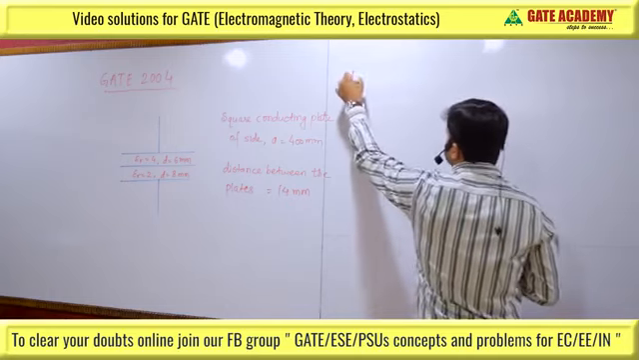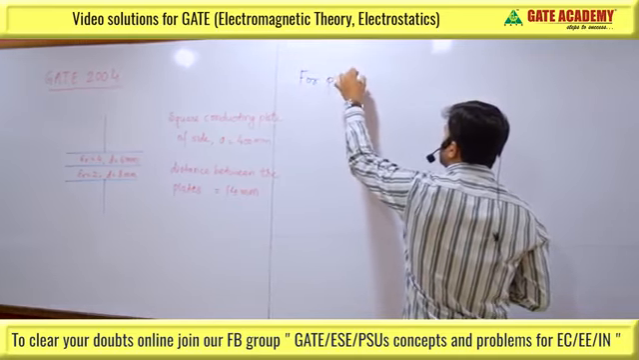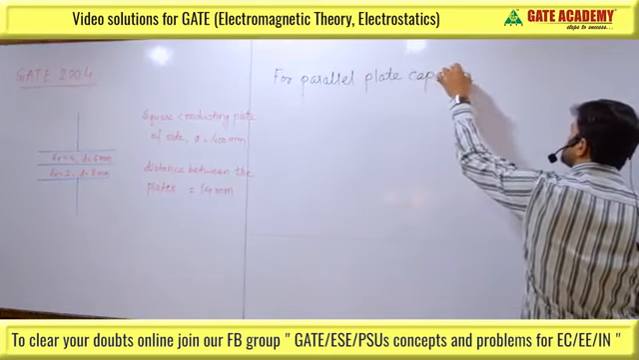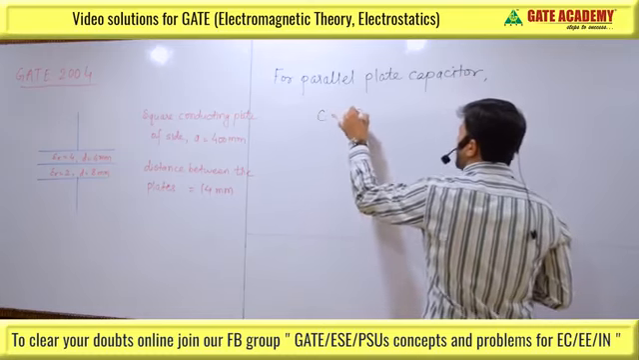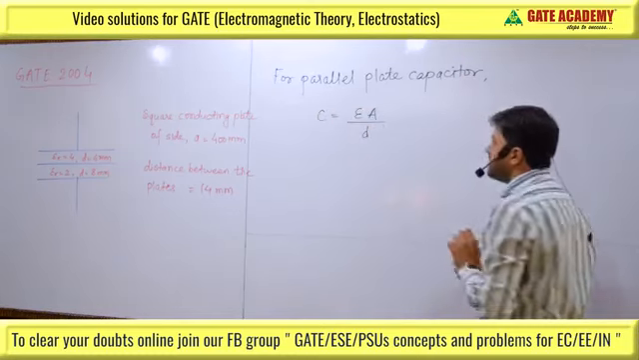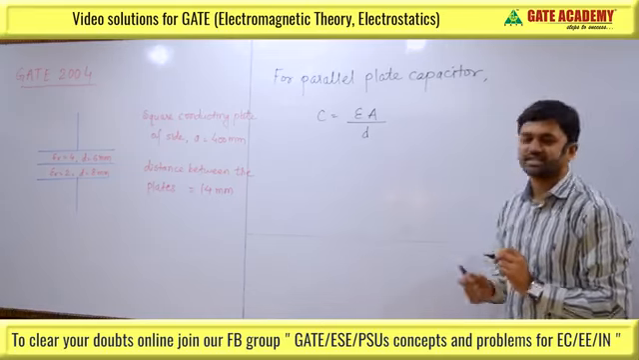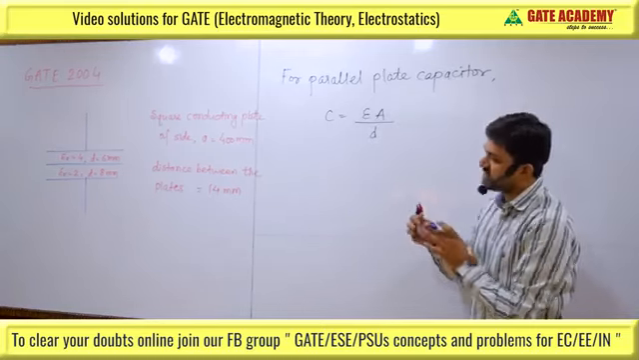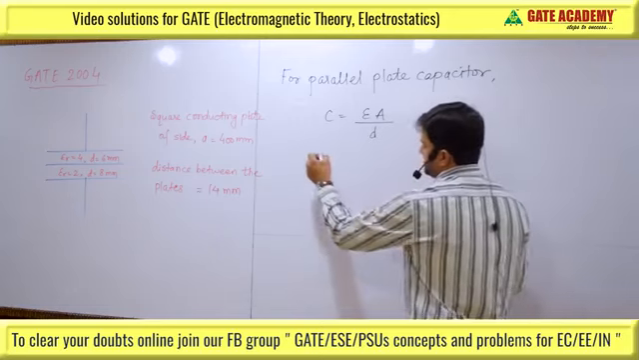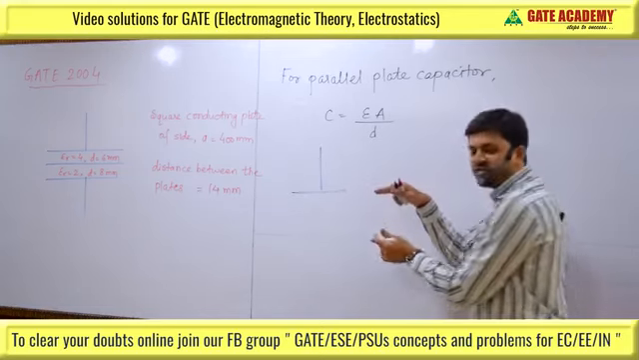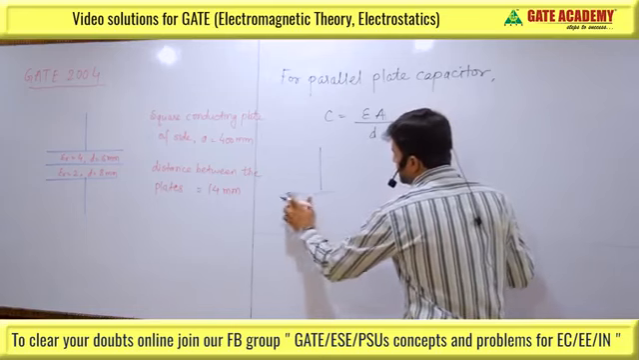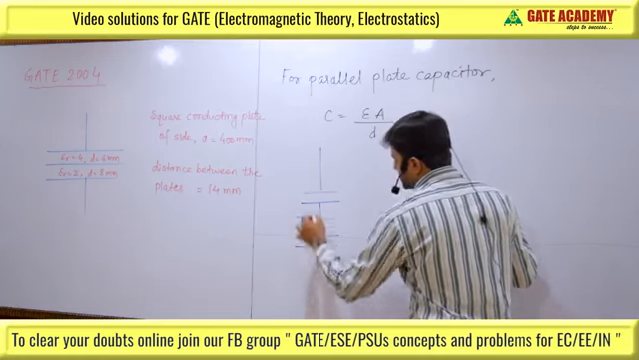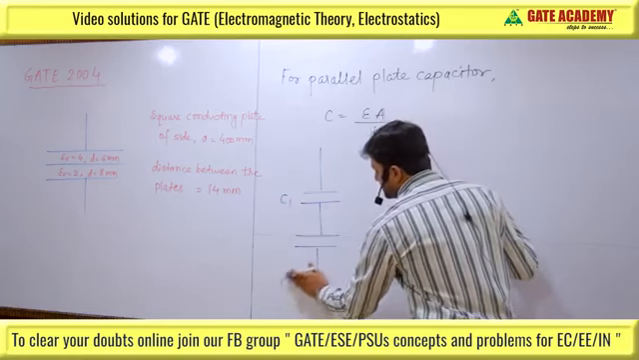Now for a parallel plate capacitor, capacitance is given by epsilon A upon D, where A is the area of the plate and D is the distance between the plates. Here we have two capacitive effects and they are connected in series, because the total distance between the plates is divided into two different dielectric constants. So it will be considered as two capacitances connected in series.